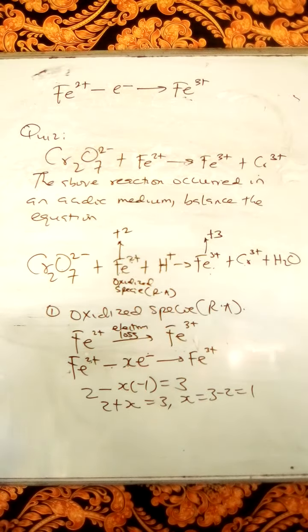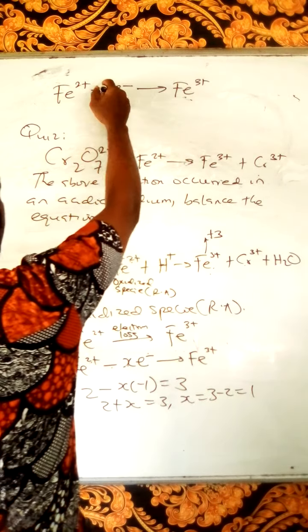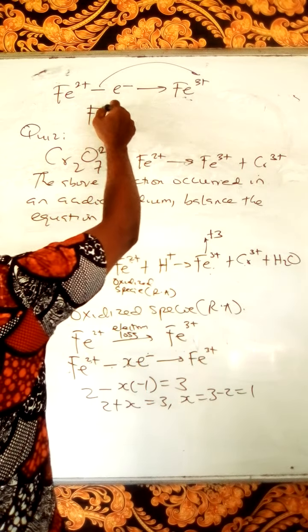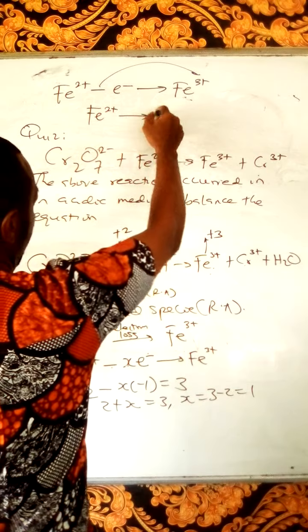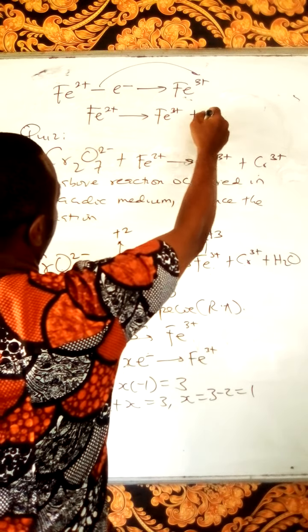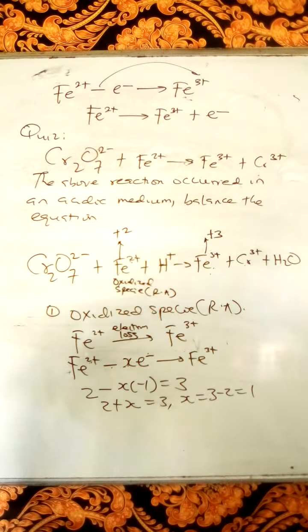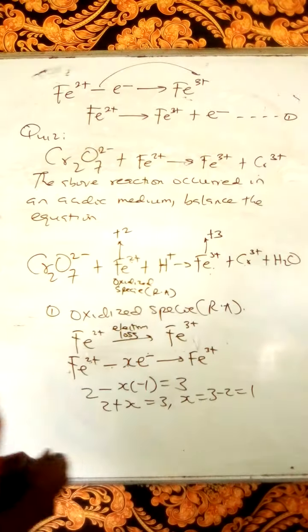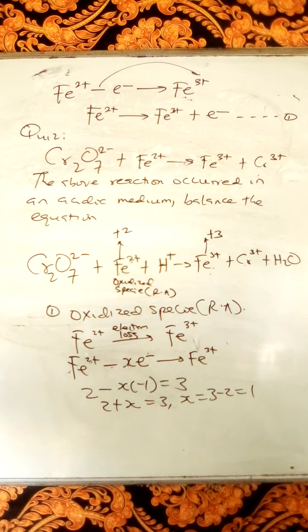Good. Having done that, the convention during oxidation is to transfer the electron to the product side. We now have Fe2+ giving us Fe3+ plus electron. So we call this equation 1. This shows the oxidation equation, or the oxidation half cell equation.